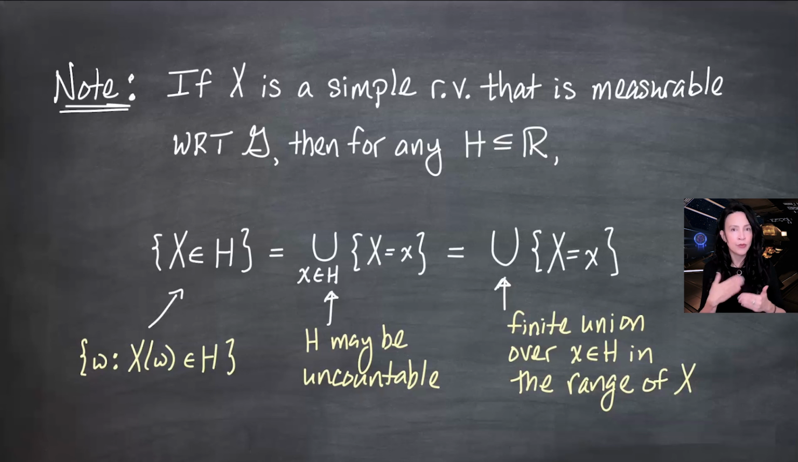One of our 1, 0 random variables. The omegas for which X of omega equals 14.7 is the empty set. And so we can drop those from the union. My point is we can write any union for any even uncountable subset of R as a finite union if we have a simple random variable. And that means that we have finite additivity, which is a special case of countable additivity. We have that any set that looks like this for any H subset of R is in the sigma field F. So it's measurable.